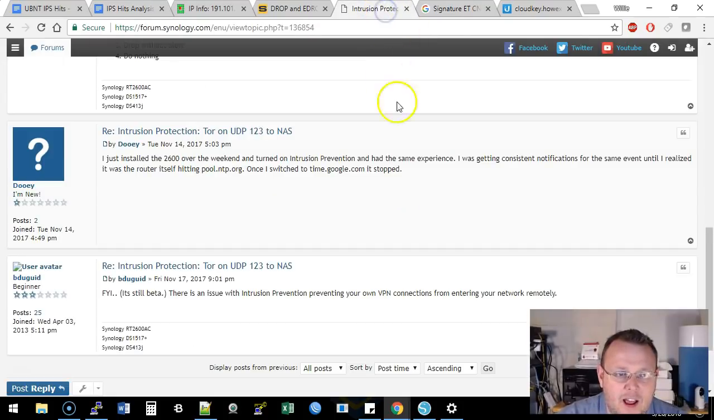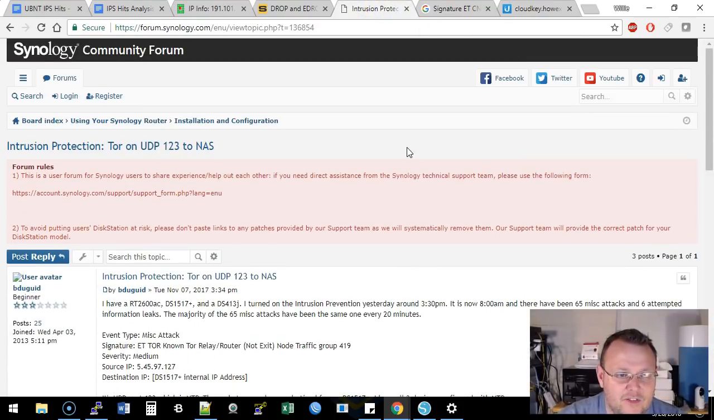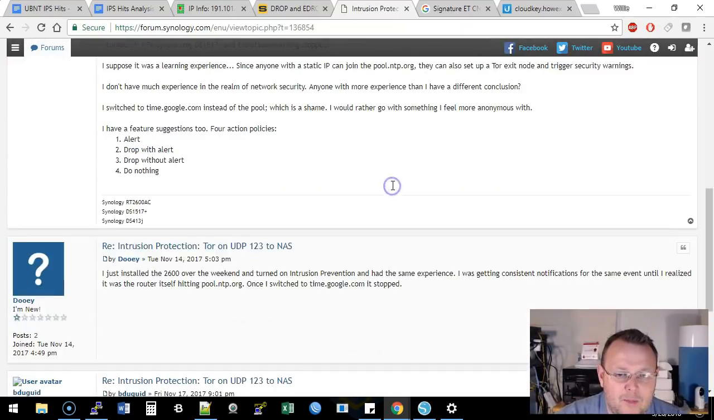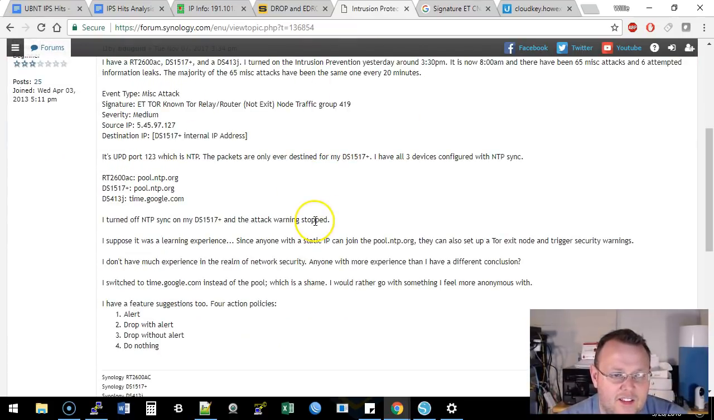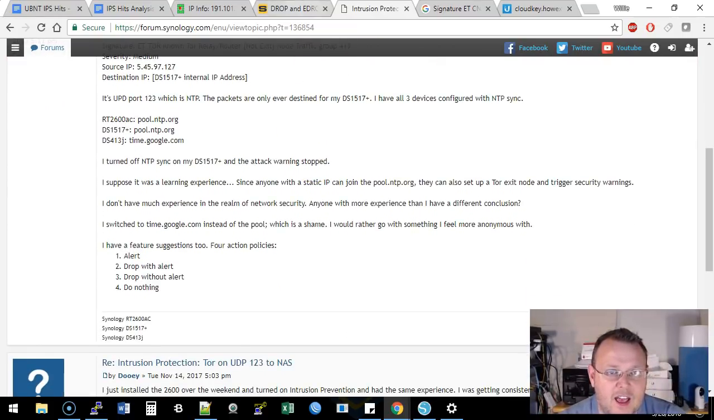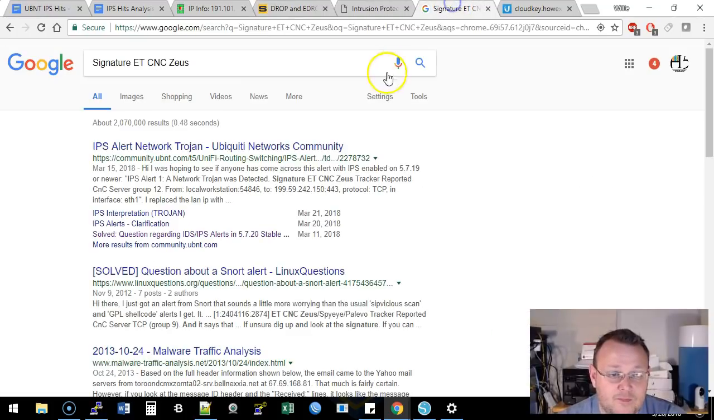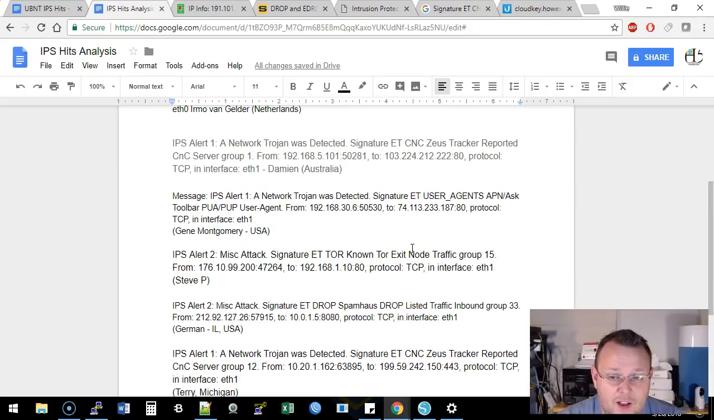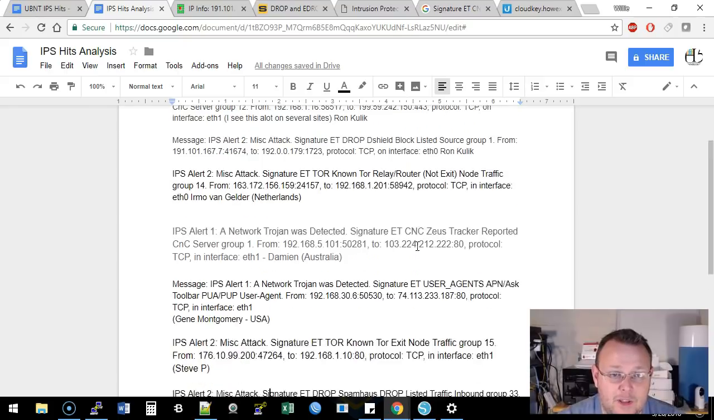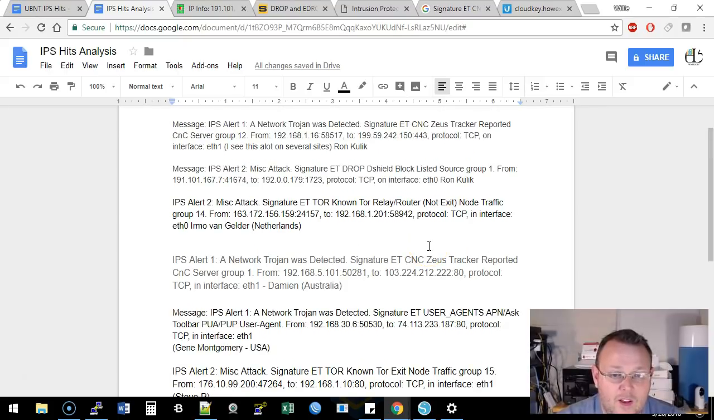So in looking around, what I found, this is out on the Synology forum, is that somebody else, because Synology, if you've looked at their routers, they also have IDS, IPS, but they have a lot of this traffic too. It turns out that in the case of the Synology, it was actually NTP being flagged, so it was a false positive.